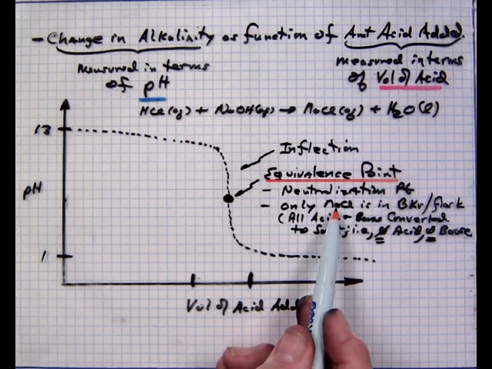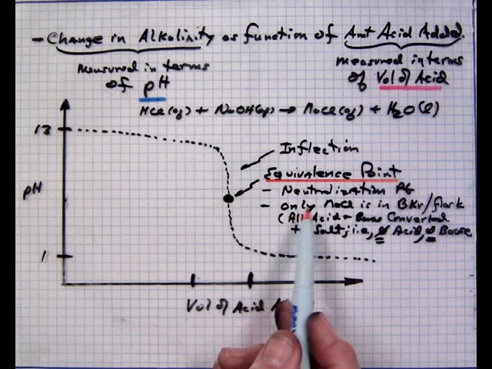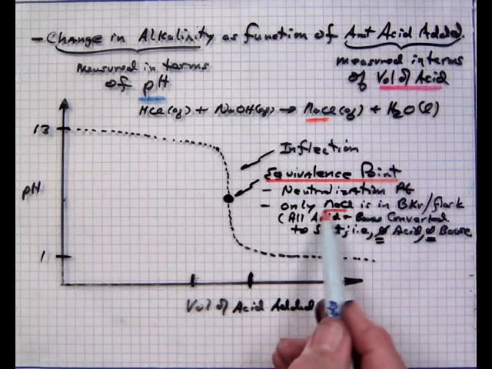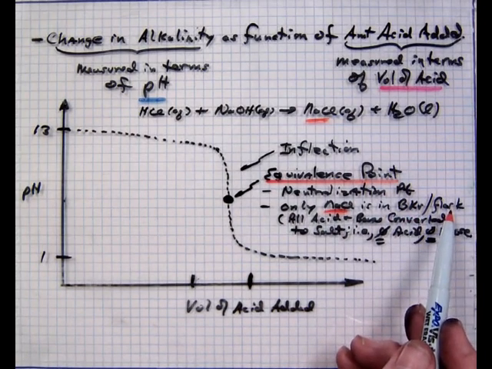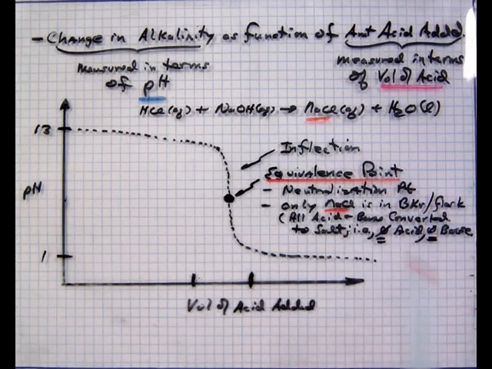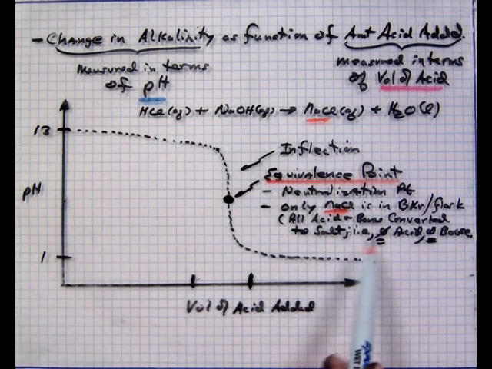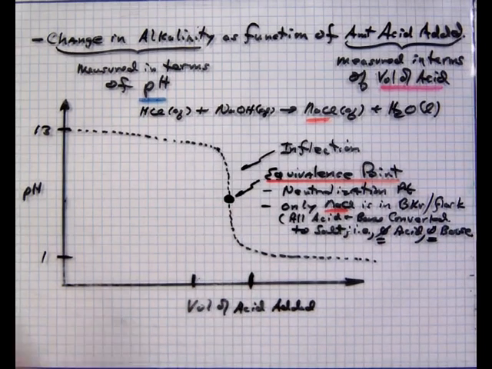Only sodium chloride, well, new water if you want to throw that in, but for practical consideration, only the sodium chloride remains in the beaker or the flask, whatever you're using when you titrate. All of the acid and base that was added into that flask has been converted to salt. That is, you have 0 acid and 0 base at the equivalence point, the original acid and base.